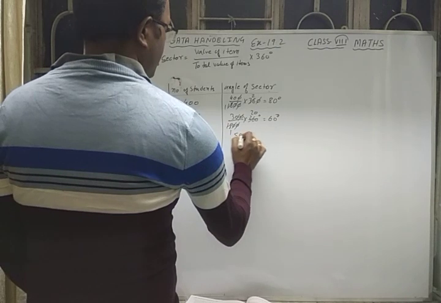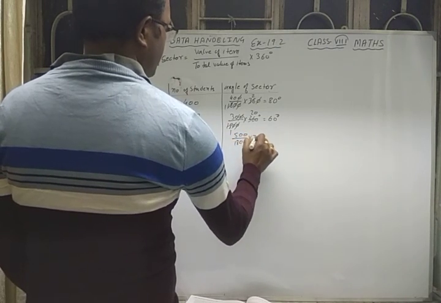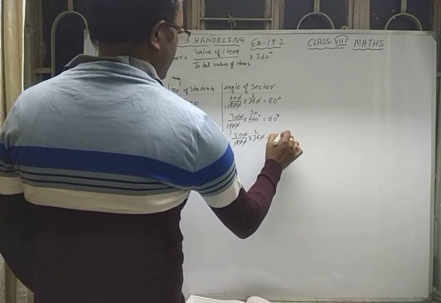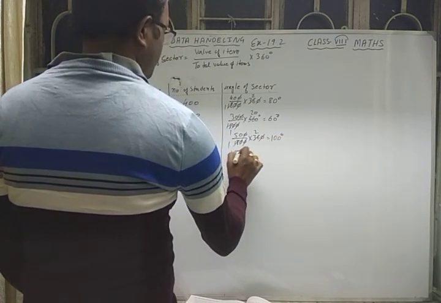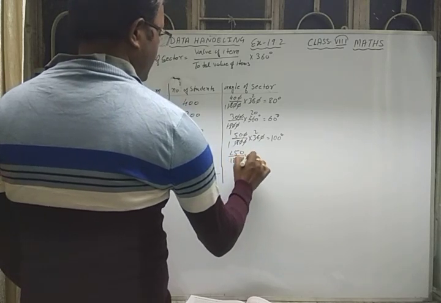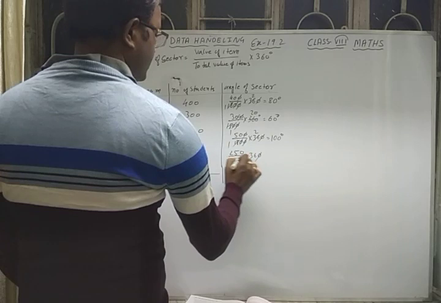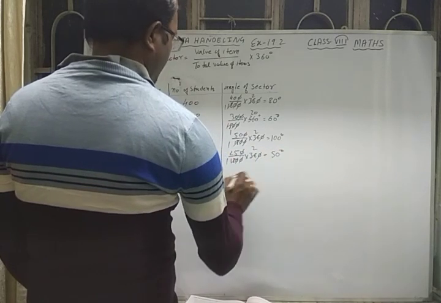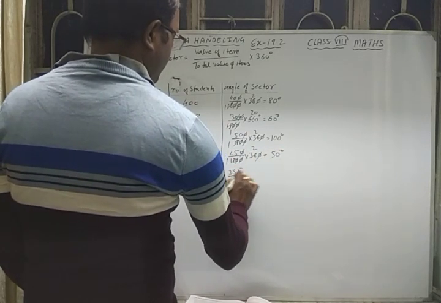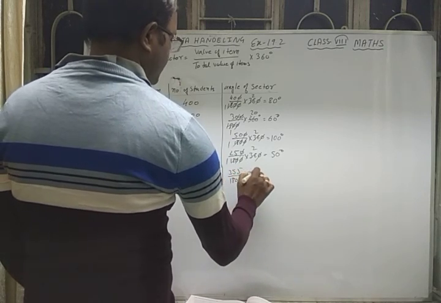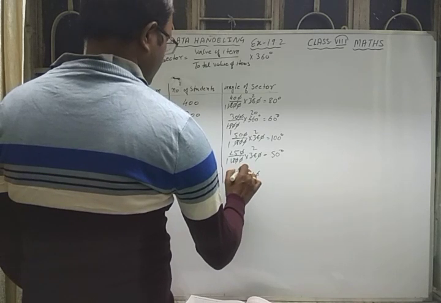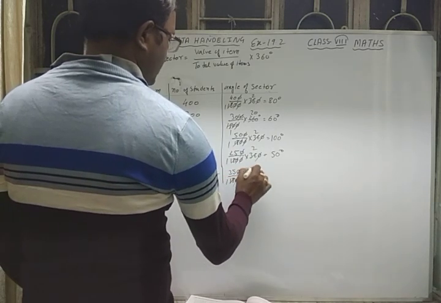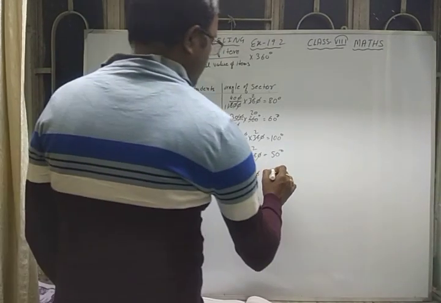After that 500 by 1800 into 360, so 0 0 cancel, 18 1 is 18, 18 2 is, it is equal to 100 degree. Then after 250 by 1800 into 360, so again 0 cancel, 18 1 is 18, 18 2 is 2 into 25, it's 50 degree. Then after 350 by 1800 into 360, so 0 0 cancel, 18 1 is 18, 18 2 is, so 35 into 2, it's 70 degree.